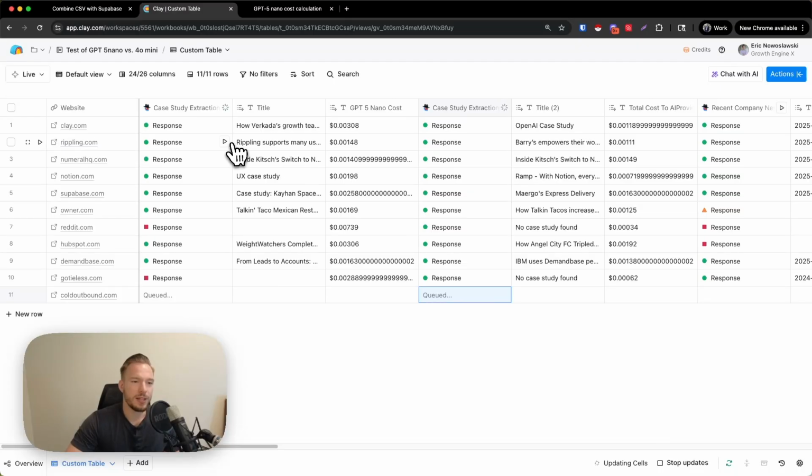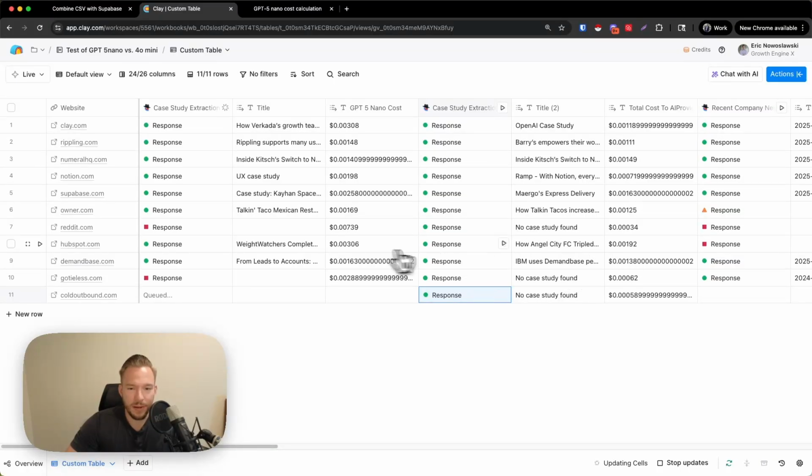But while that's running, notice how, for Rippling supports many users, Barry's empowers their workforce, 0.001, 0.001, but this was more expensive. And then for Clay's case studies, 0.003, 0.001. Kind of bad. Oh, look. And then no case study found, and this was even faster over here. So 0.0005, which is great because there's nothing on this domain right now. And then we'll see what it gets back with over here.